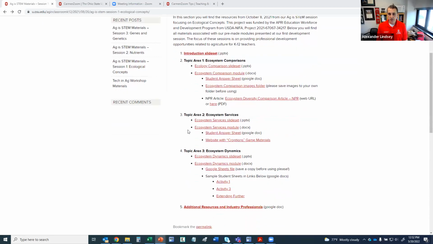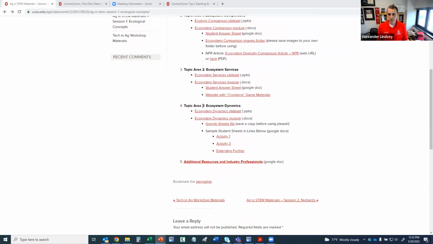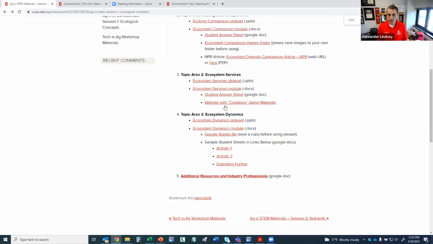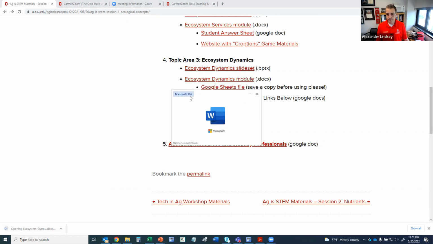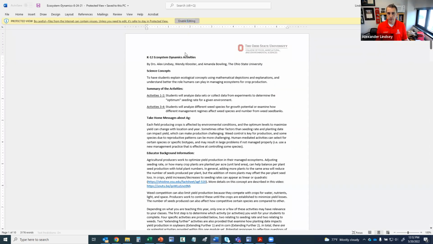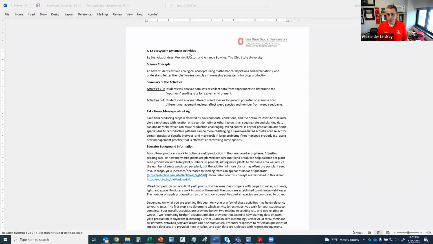So we can find that material here on our website in the ecosystem dynamics section. The slide set we just went through can be found there. The module itself can be downloaded from the site as a docx file. And so again, this is looking at ecosystem dynamics.